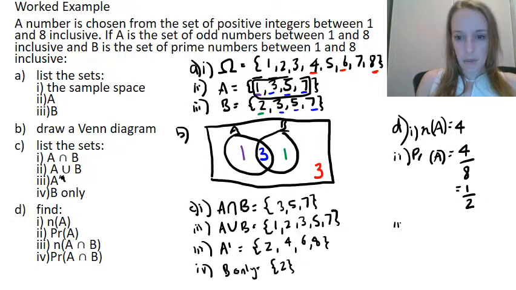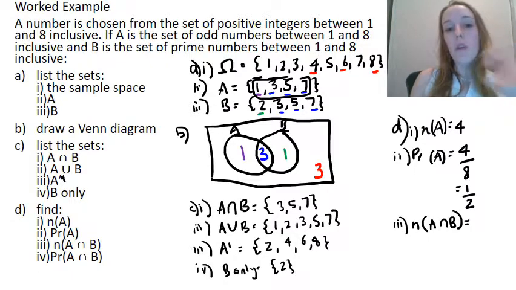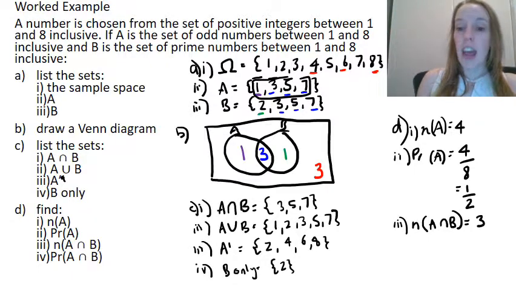Our next one. Okay, so that's asking us the number that is found in the intersection of A and B. So we've got 3 numbers that are found in the intersection of A and B.